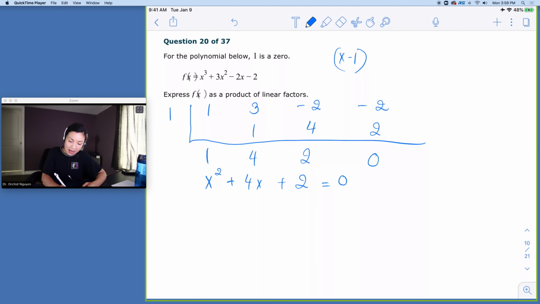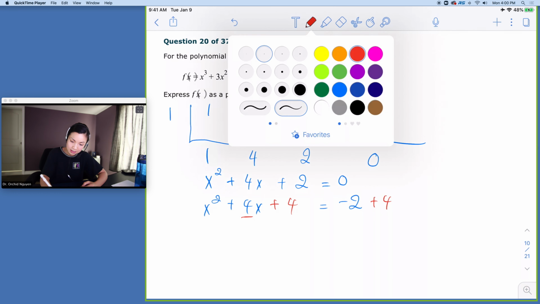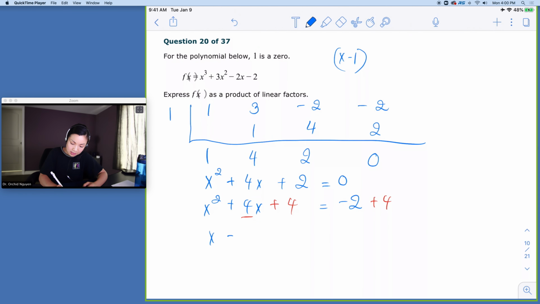Because a is 1, I think completing the square is going to be easier. Negative 2. So I complete the square, I add 4. Why is that? Because 4 divided by 2 is 2, and 2 squared is 4. I add 4, so I add 4 on this side. x plus 2, so we factor. We get 2 here, right?